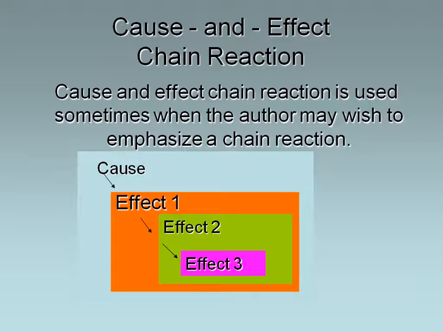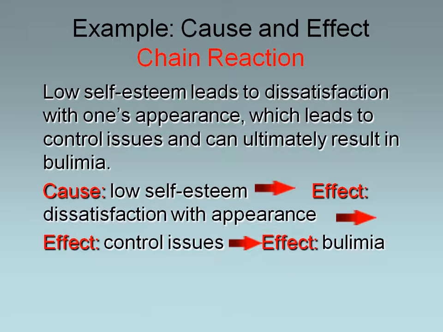There are other times when the author may wish to emphasize a chain reaction. For example, read the following sentence. Low self-esteem leads to dissatisfaction with one's appearance, which leads to control issues and can ultimately result in bulimia.